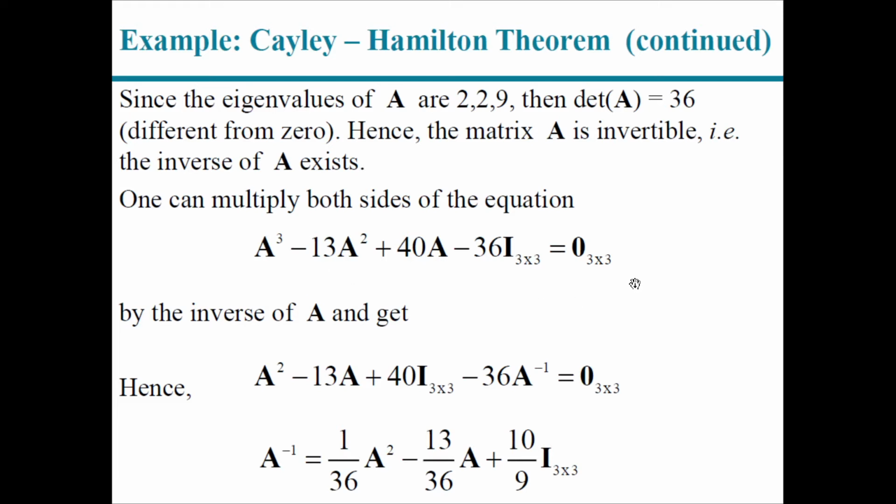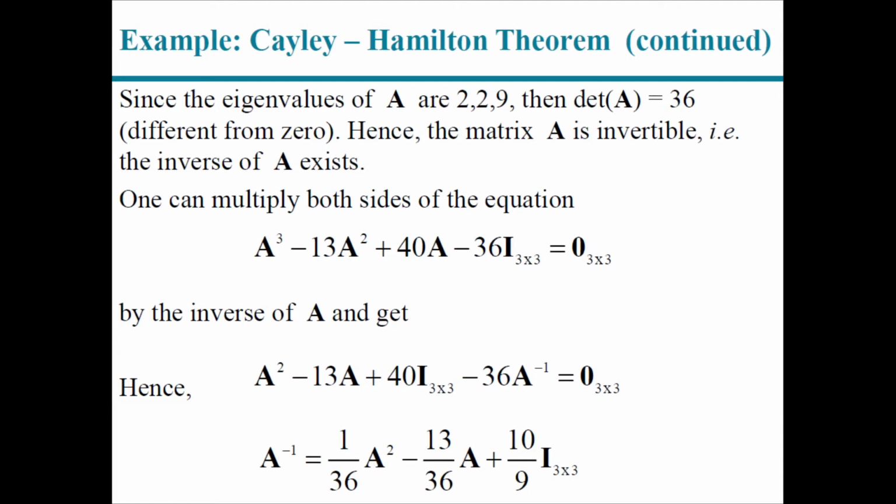Since the inverse exists, and I need to find it, I can multiply both sides by A inverse, obviously. So I'll get this. Basically all the powers of A go one degree down. So A squared becomes A, and A times A inverse is the identity. The identity times A inverse is A inverse, and the zero matrix times A inverse is the zero matrix. So now I put this term on the other side, divide by 36, and I have the inverse. So that's a cute way of computing the inverse.